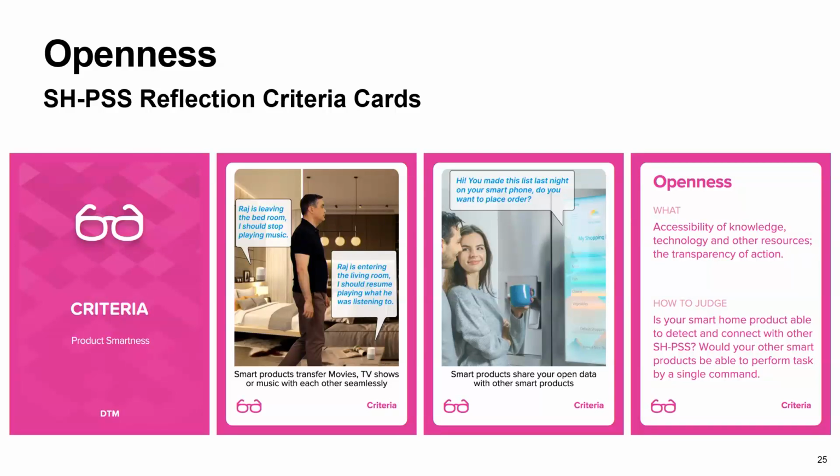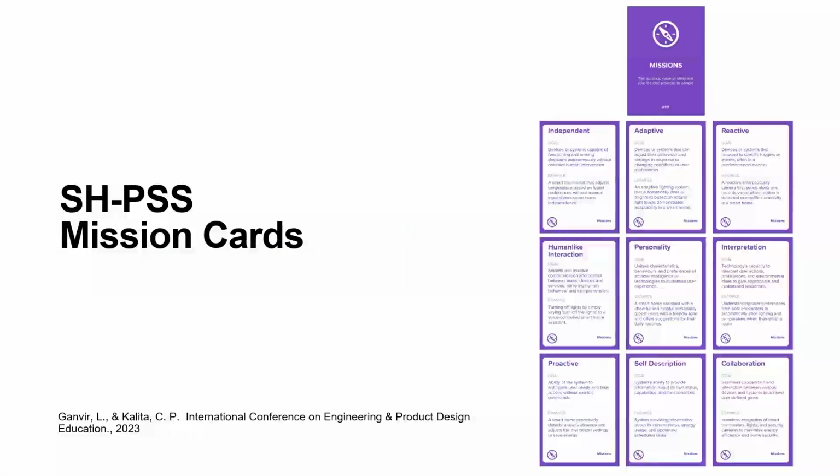Accessibility, openness is the accessibility of knowledge, technology and other resources and transparency of actions. How to judge, is your smart home product able to detect and connect with other PSS? Would your other smart products be able to perform tasks by a single command, right. So, that is the openness, right. So, whether it is only restricted to your kind of thing or it is more open. So, these were the criteria cards that we developed.